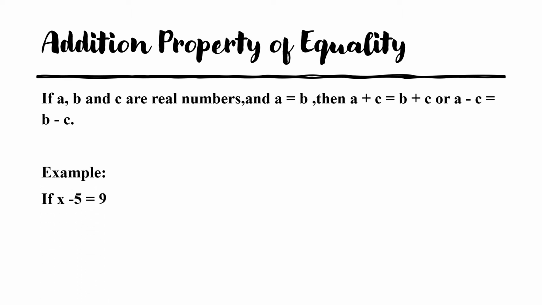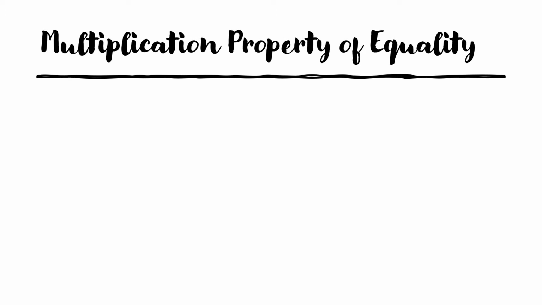Example: if x minus 5 is equal to 9, then adding 5 on both sides of the equation, that is the addition property of equality, will give us x minus 5 plus 5 is equal to 9 plus 5. And the second property of equality is the multiplication property of equality.